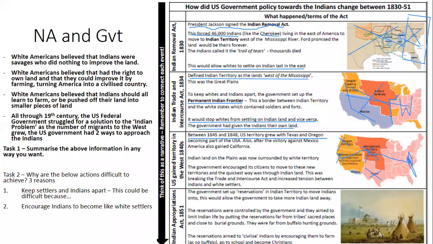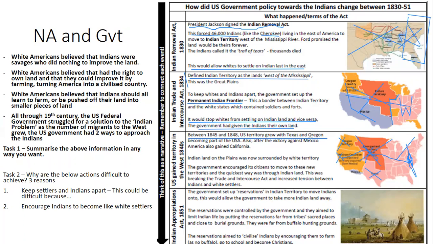So the government is going to have to think about breaking that border that they promised the Native Americans back in 1834. So the government encouraged its citizens to move to these new territories. The government actively encouraged people in the East to move to these areas, which was breaking the Indian frontier. The quickest way to get to these areas was going through Indian territory. It was breaking the Trade and Intercourse Act, and it caused significant tension between the white settlers and the Native Americans, because the Native Americans felt like they had been cheated, as they were promised their land would stay maybe white settler free.